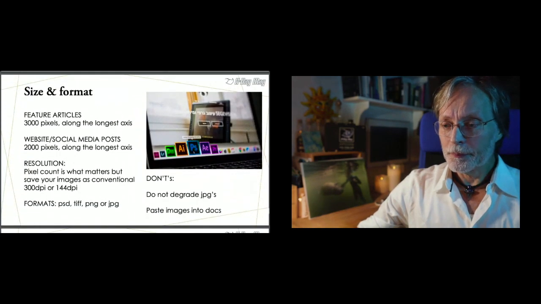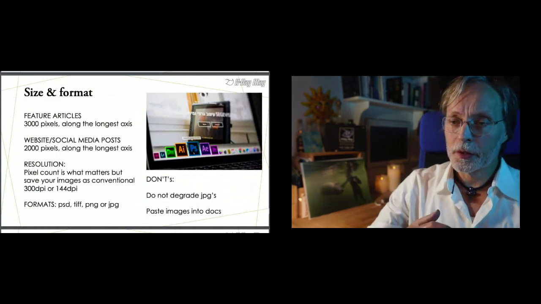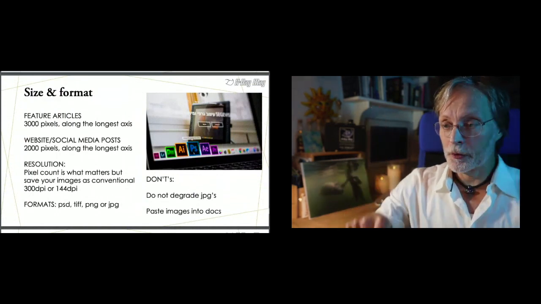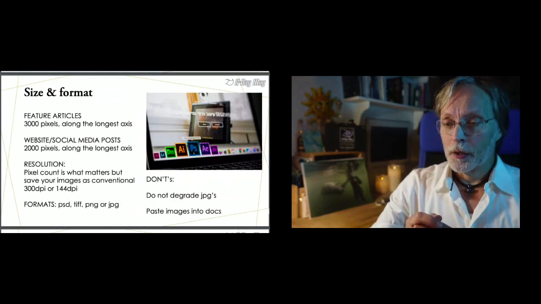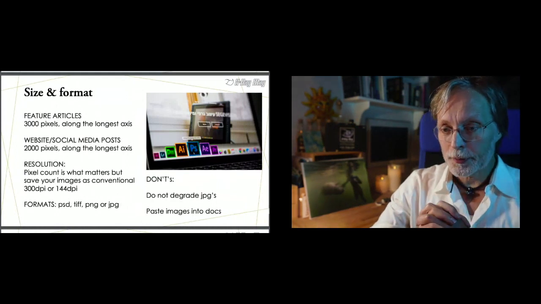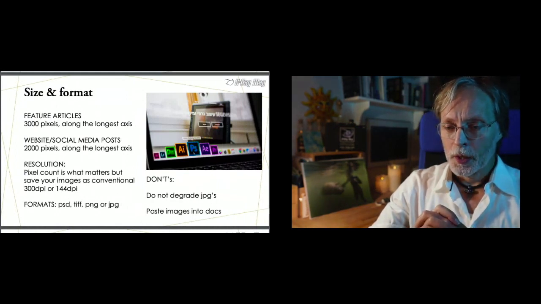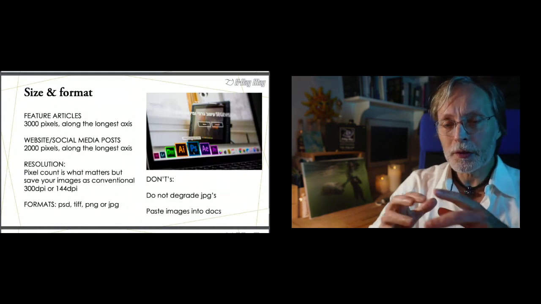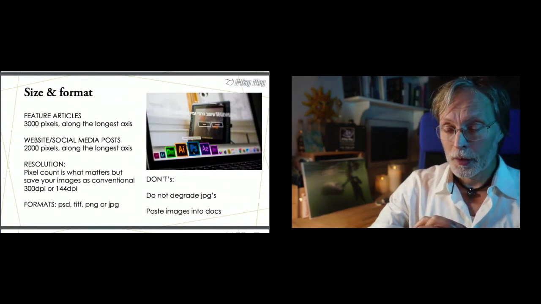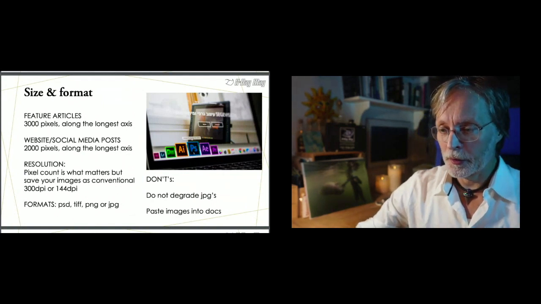Size and formats. Again, there are some guidelines posted on our website. We usually ask for 3,000 pixels along the longest axis. If it's vertical, that will be height. If it's landscape oriented, that will be horizontal. A little less for website and social media posts. And the resolution, the pixel count is what matters, and I just mentioned that. But for convenience, you may save your images in 300 DPI or 144. Formats: Photoshop file, TIFF, PNG, JPEGs, nothing mysterious there.